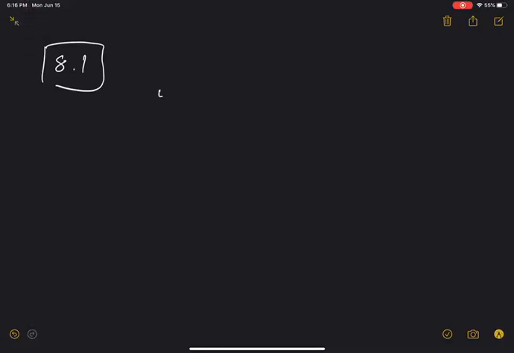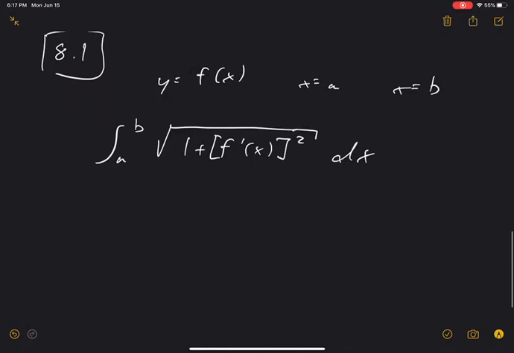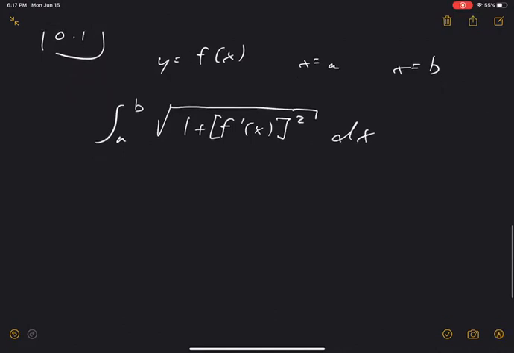We have a curve y equals f of x between x equals a and x equals b. I want to find the arc length of this curve. It's just a simple formula: the integral from a to b of the square root of 1 plus f prime of x, and I need to make sure to square this f prime of x. Okay. So simple formula, expect at least one or two problems on arc length.